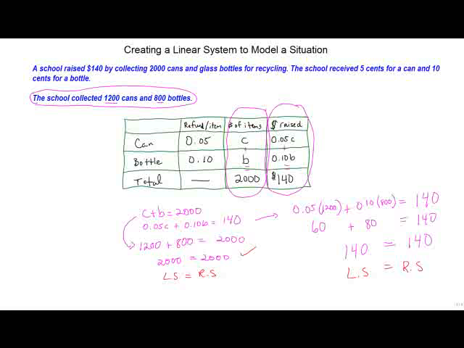For both equations, our left sides equal our right sides. So we know that the linear system that we created from our table of information is correct.